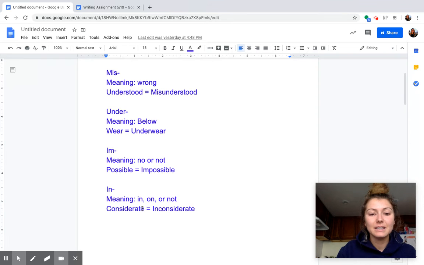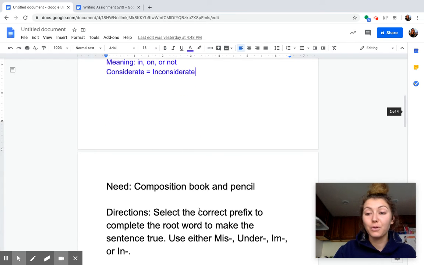We have the word considerate. That means being kind and respectful. And when we add the prefix in to considerate, we have inconsiderate, and that means not kind or respectful. So those are the 4 we're going to use today.